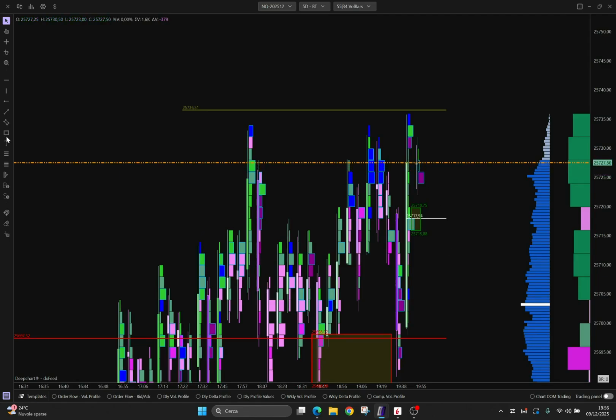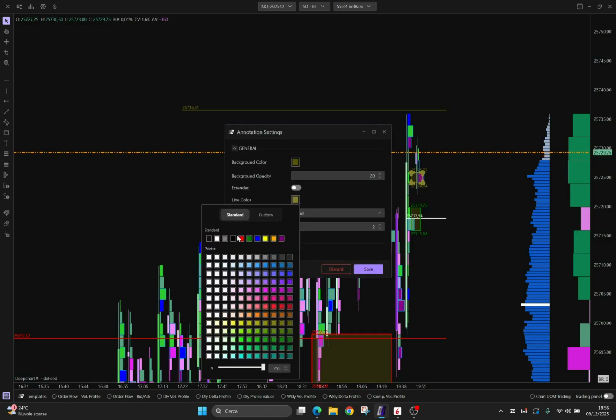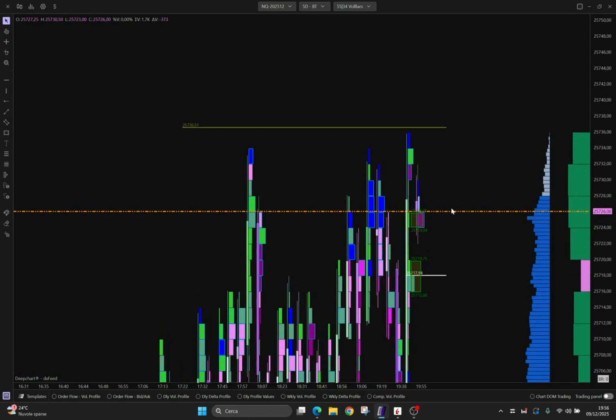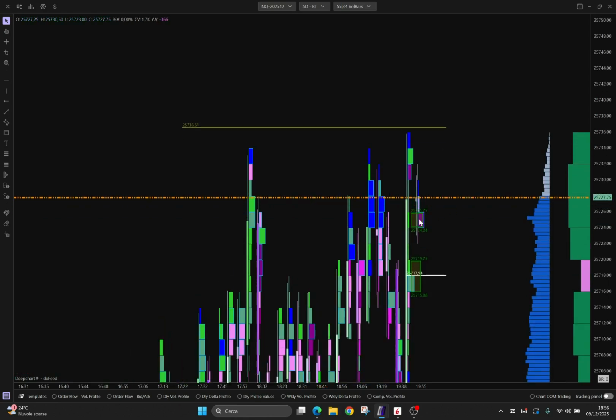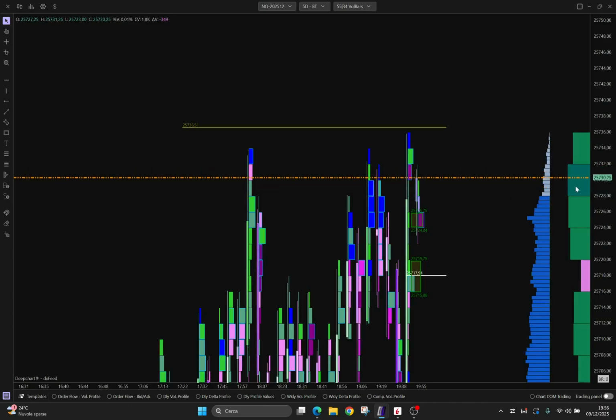Super aggressive sellers, not rewarded. The auction is in the end of the buyers. They sold again, no reward. We are approaching the top of the range. Look at this delta building.